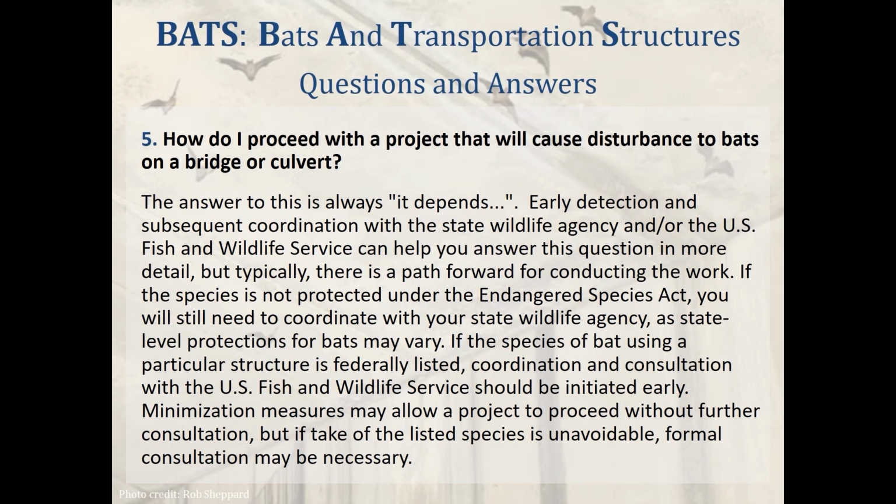If the species is not protected under the Endangered Species Act, you will still need to coordinate with your state wildlife agency, as state-level protections for bats may vary. If the species of bat using a particular structure is federally listed, coordination and consultation with the U.S. Fish and Wildlife Service should be initiated early. Minimization measures may allow a project to proceed without further consultation, but if take of the listed species is unavoidable, formal consultation may be necessary.